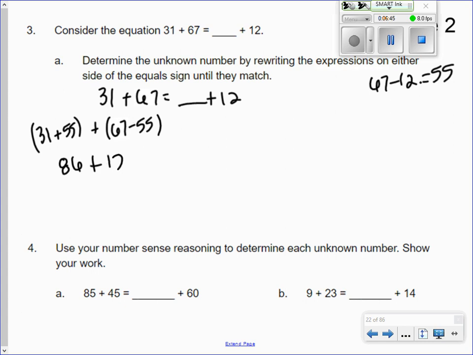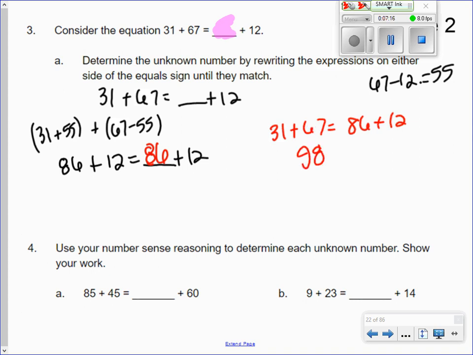plus, this is now 12, equals something plus 12. They're the same now, 86. But let's see if that's true. We're going to take this and we're going to plug it back into our missing number here, okay? So if I take 31 plus 67 equals 86 plus 12, these should be the same. I get 98, and I get 98. This is a true statement.